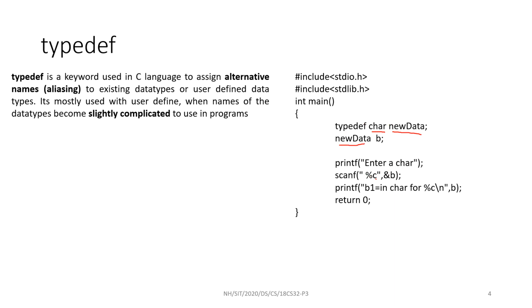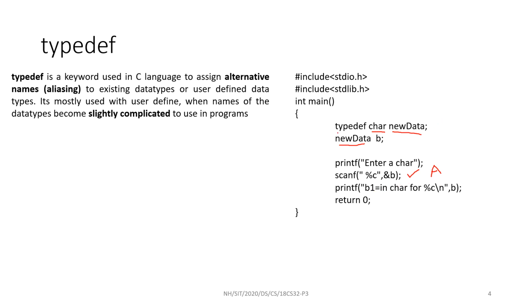Percentage c. You're going to input a character b. b is of type character. Why is it character c here? Because here you defined b as of type new data, that is the alias name for character. Okay, you are going to input a character. We'll take a character as a. That is my input. Next, you're going to print it as usual.